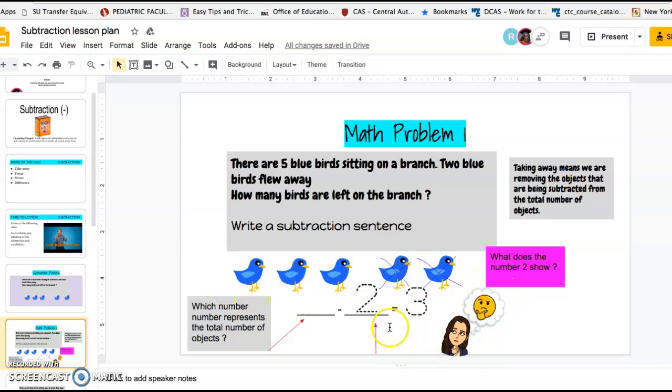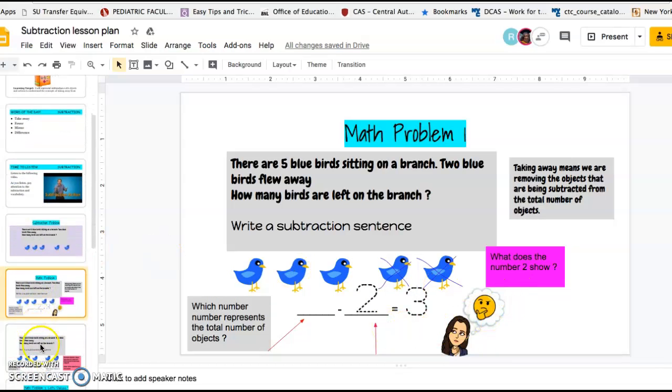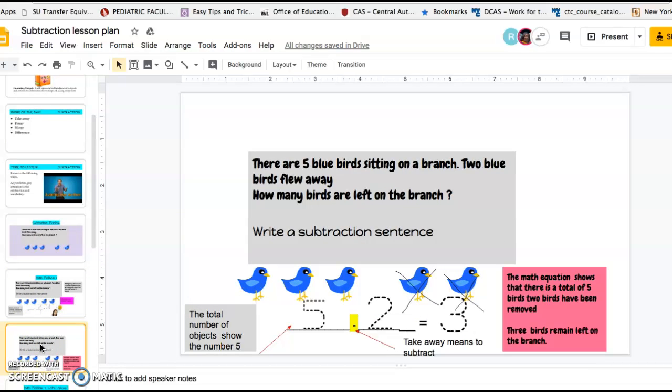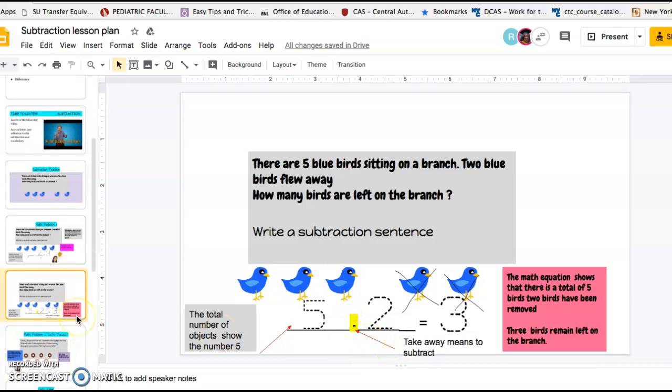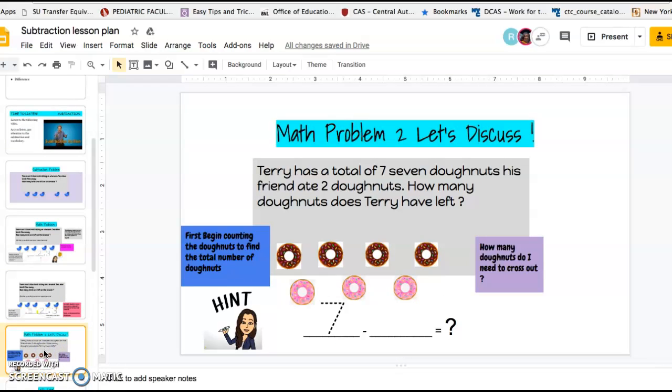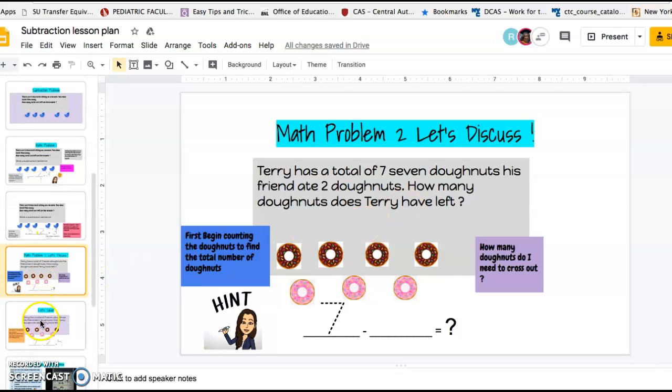So I'm asking them, what does the number 2 show? Let's explore a little bit more in depth here. That's when I show the 5 and I highlight the subtraction sign, which, take away, means to subtract. Now this is our discussion problem, where we want the students to discuss among themselves how to solve this problem. It's a completely new problem for them to do in a group and then discuss with one another.